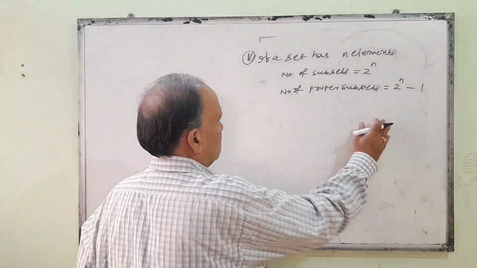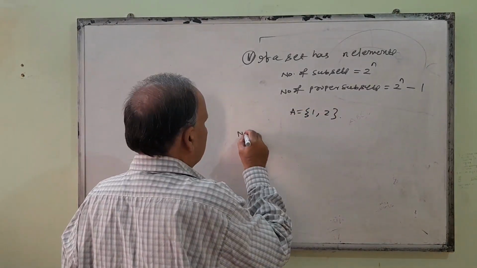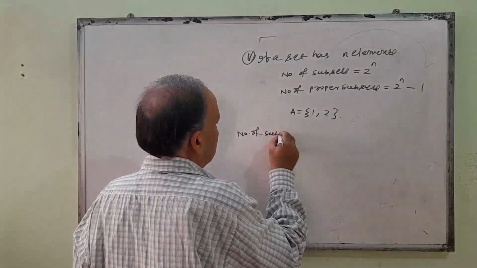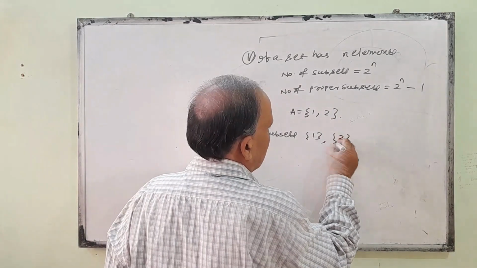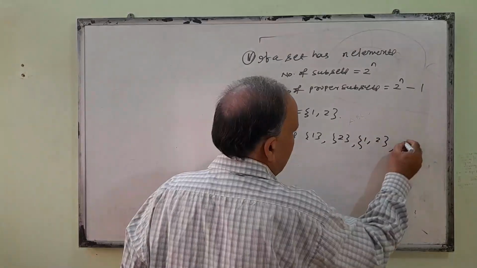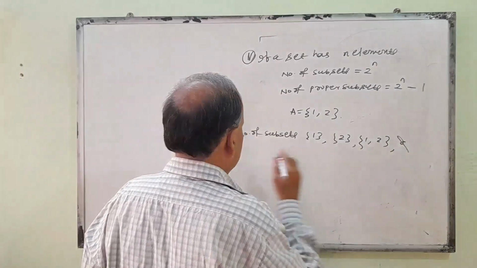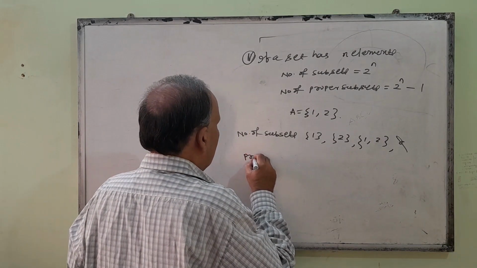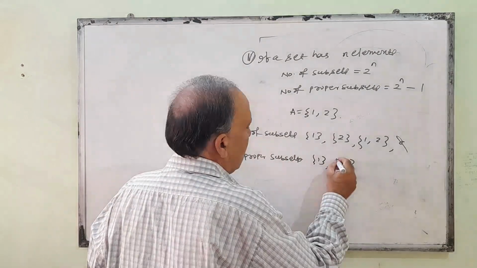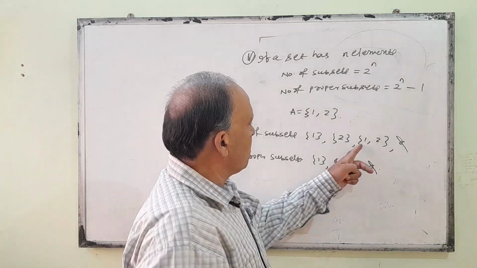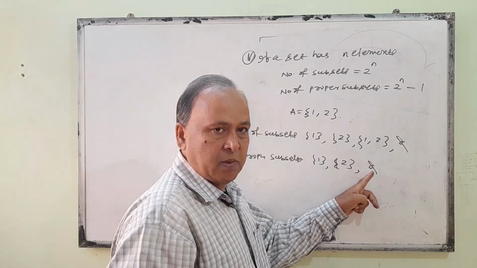You see its application. Suppose A is equal to {1, 2}. Then the number of subsets: first {1}, next {2}, then {1, 2} and the null set, because the null set is a subset of every set. These are the subsets. What are proper subsets? Proper subsets are {1}, {2} and the null set. That means you omit the set itself. It is a subset, but it cannot be a proper subset.